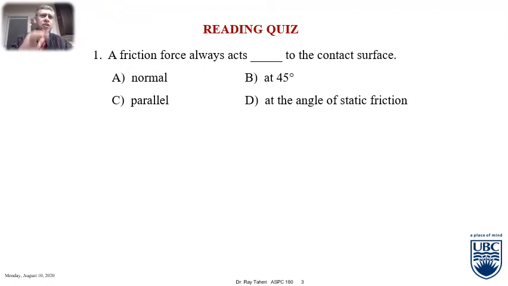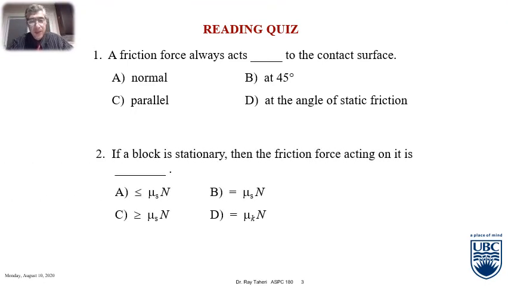If there's a surface, friction is always parallel. But what causes friction is the normal force of the object, which is perpendicular to the surface. So the answer here is C, parallel.